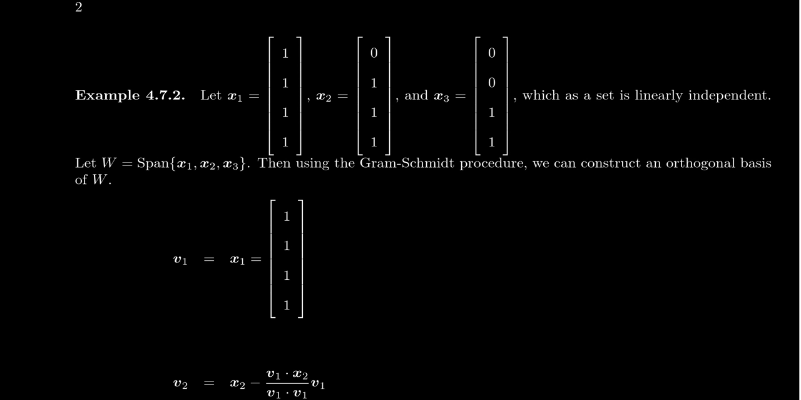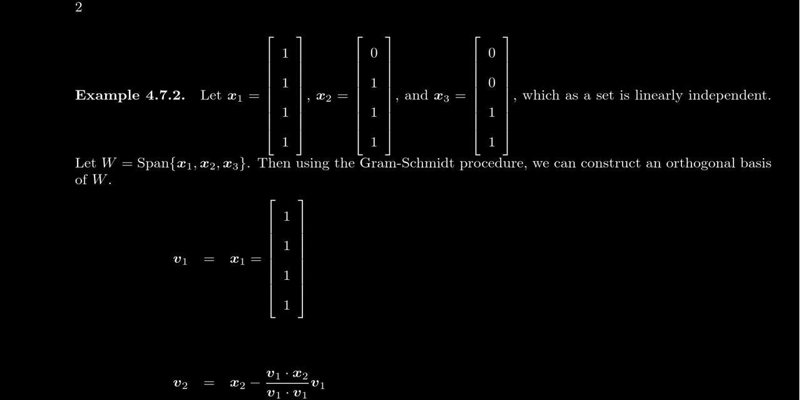So take the following three vectors: x1, which is 1, 1, 1, 1; x2, which is 0, 1, 1, 1; and x3, which is 0, 0, 1, 1. And this will form a subspace of R4. That is, W is the span of x1, x2, x3. If we apply the Gram-Schmidt process to that, what do we get?